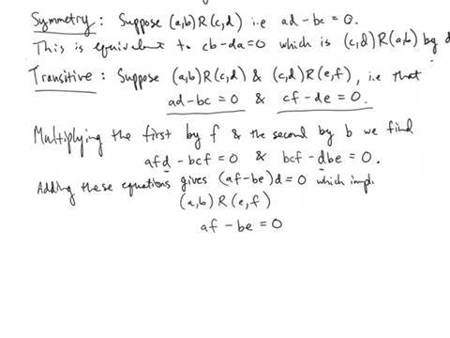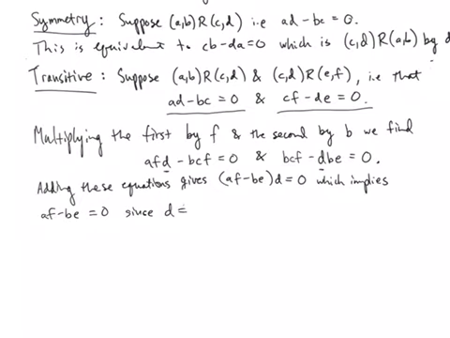And from this we can conclude that AF minus BE equals 0 because D is not equal to 0. Because in these pairs, the second thing in the pair is never 0. And so D was the second thing in the pair CD. And AF minus BE equals 0 is equivalent to AB being related to EF. So that completes the proof of transitivity.